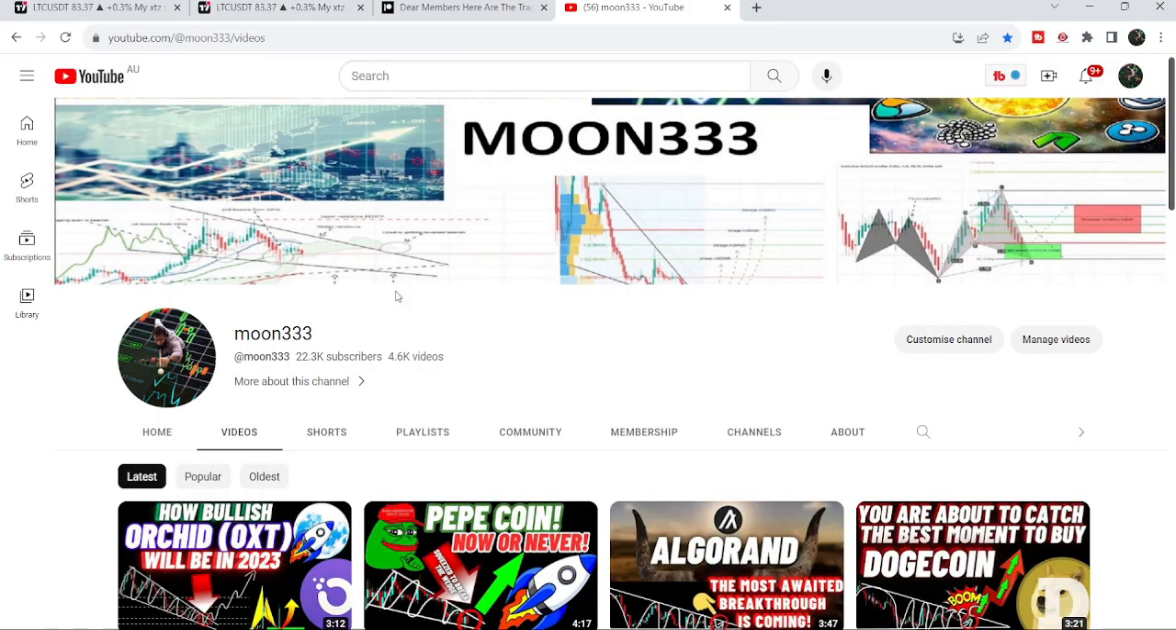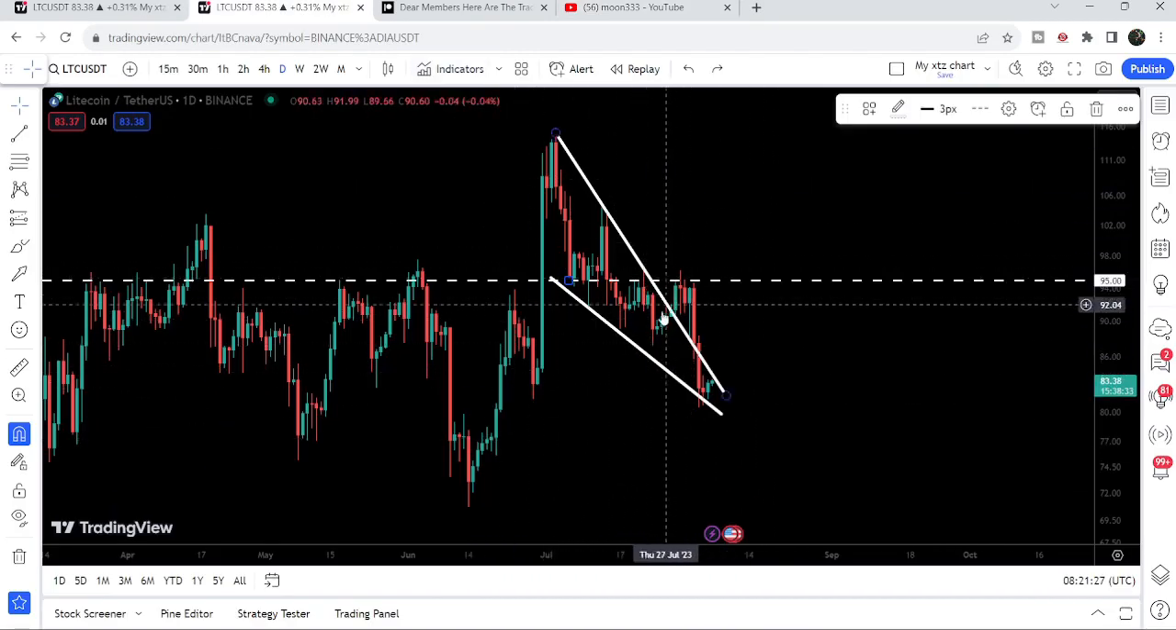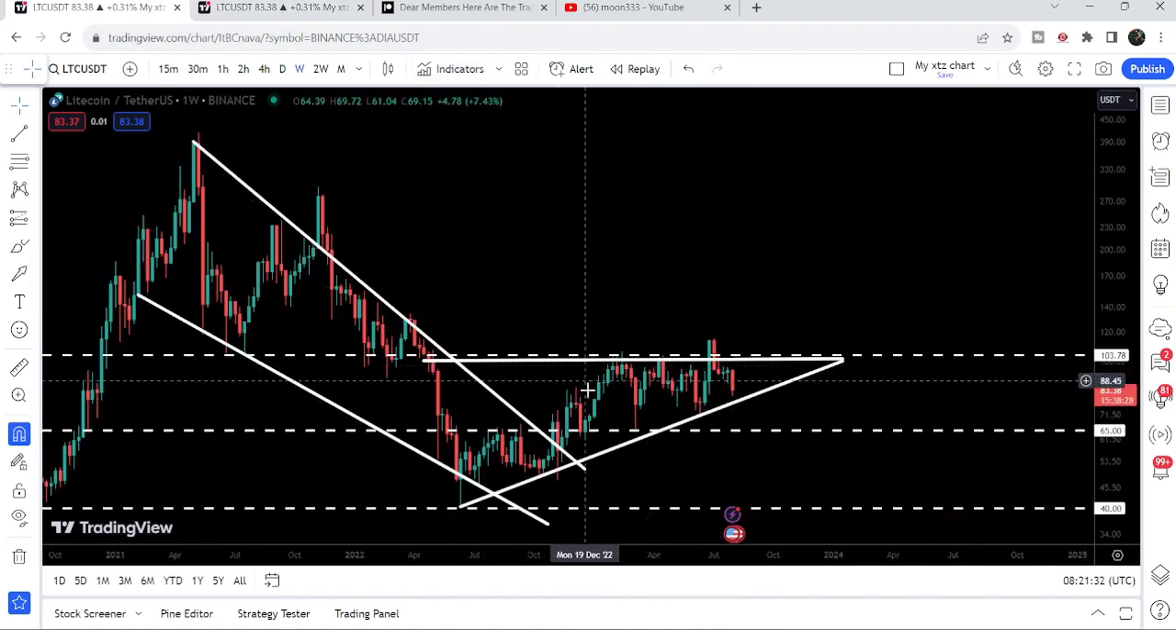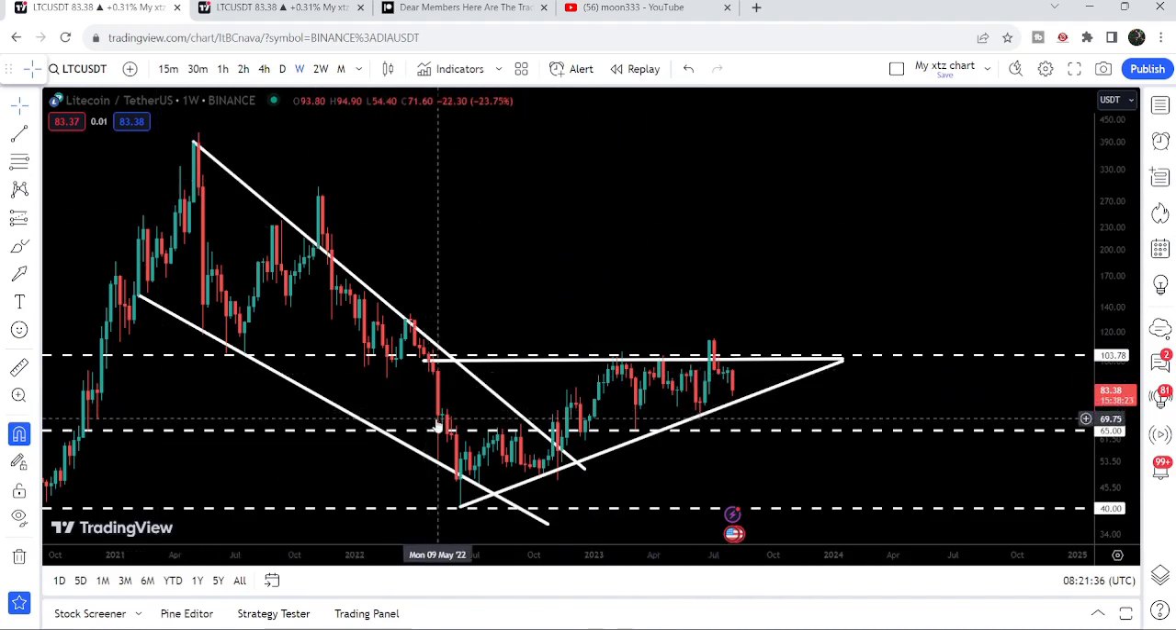In today's video, I would like to show you once again this falling wedge pattern on the daily time frame chart. And you can see that after the fake out, the price line has re-entered the same falling wedge pattern. And on a weekly time frame chart, we will once again take a look at this big ascending triangle and a breakout from this big falling wedge pattern as well.